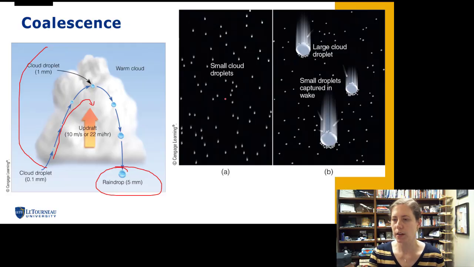The other picture kind of just shows small cloud droplets, and what happens as these larger cloud droplets start to fall, they have some wake behind them, and that wake actually sucks in other little cloud droplets, and by definition, they start getting bigger as well.